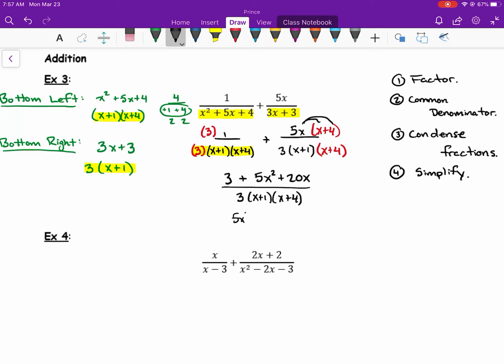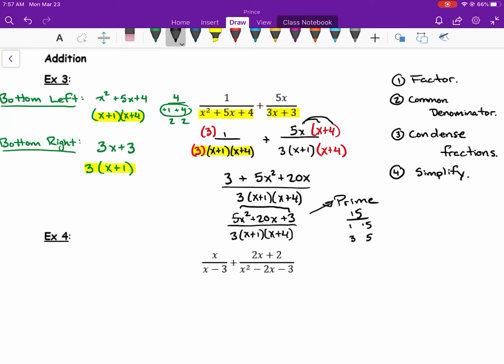Okay, so I have 5x squared plus 20x plus 3 divided by 3 times x plus 1 times x plus 4. Alright, now we've got to do a quick check to see if the top is factorable. 5 times 3 gives me 15. 1 and 15, 3 and 5. Any way we can make them add to 20? No. So, can't factor. Just call it prime.